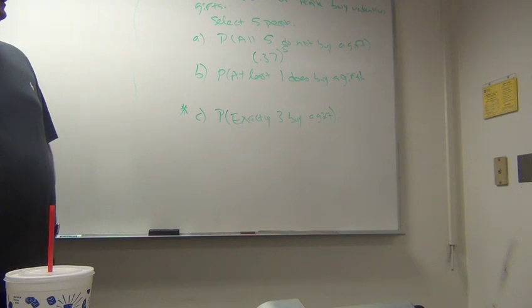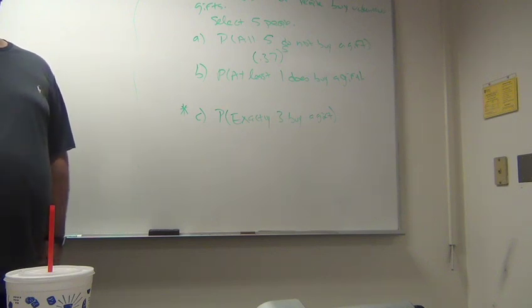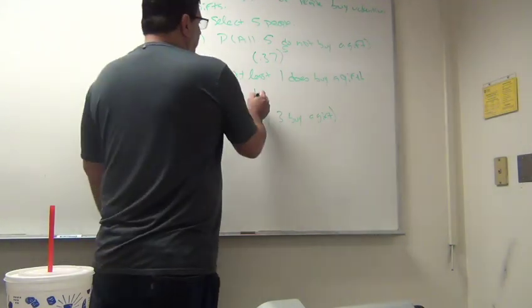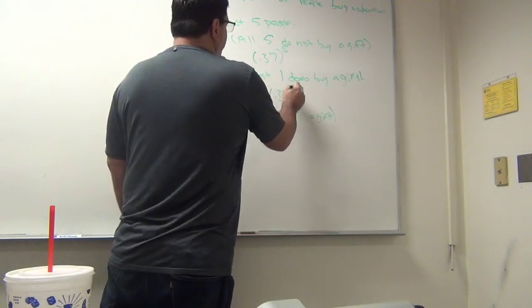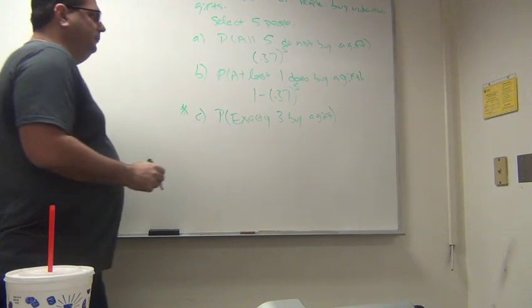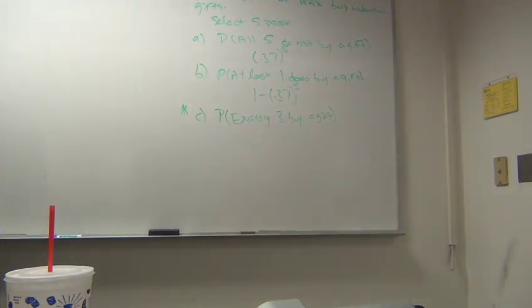Now, what's the probability that at least one person does buy a gift? That's 1 minus the probability that they all do not buy a gift, yes? So that becomes 1 minus 0.37 raised to the 5th. Okay?